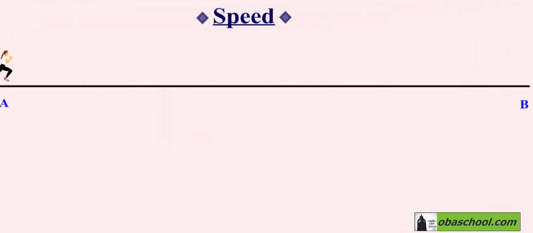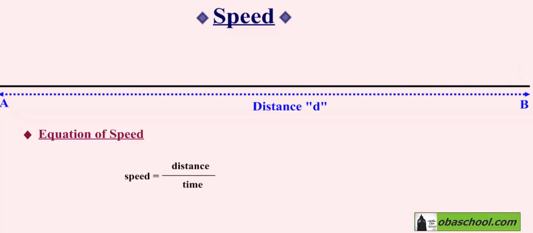Now we should know how to calculate the speed. Let's take the following example. This girl is running from point A to point B. If we measure the distance from A to B, we're going to represent it by symbol D, and the time taken by the symbol T. So the equation of speed will be the speed equals distance over time, and using symbols it could be written as v, the velocity, equals d, the distance, over t, the time.